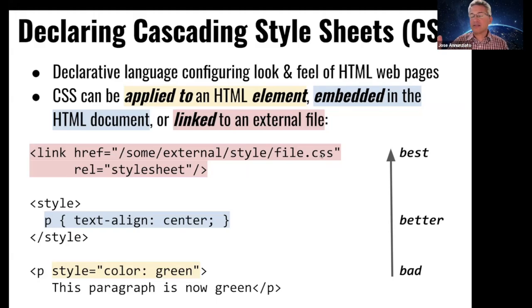Now you can declare the CSS, the statements of CSS, in three different ways. One, it can be declared right on the element. You can say, hey, this particular paragraph, I want the color to be green, right? Using this style attribute. The style attribute allows you to apply several style property values, right, to that specific paragraph, right?